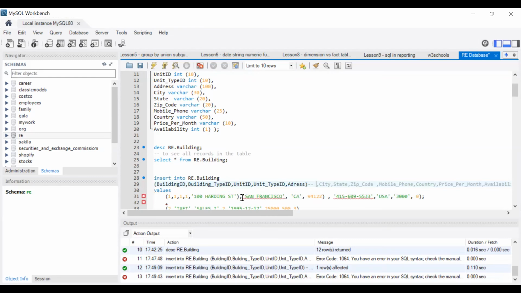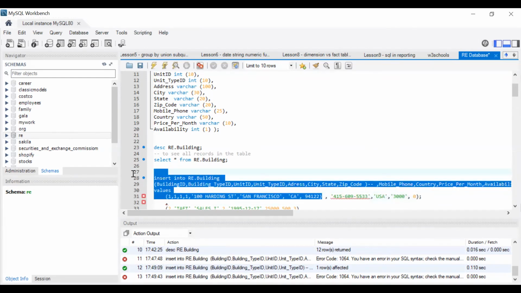This is why it doesn't work. Because first of all, I did the zip code. This is commenting out. I didn't comment out. Maybe that's why it didn't work.